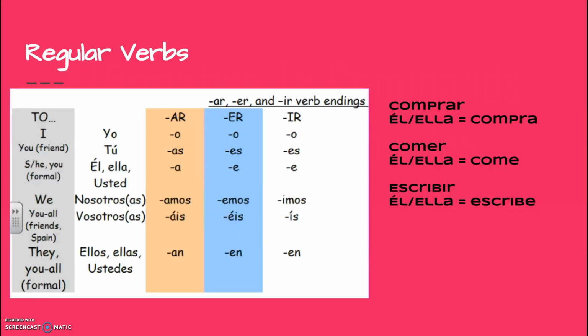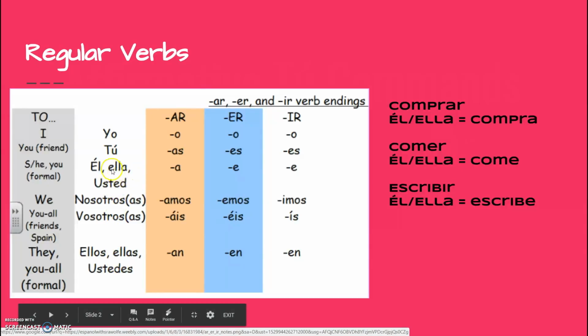If you look in blue, that's the ending for an ER verb. So if you wanted to conjugate a verb in the present tense and it happened to have an ER ending, you would follow what's in blue. And the last column is an IR ending. So again, you would drop the IR of the verb and you would add whatever is necessary for the subject pronouns. So right here are your subject pronouns: yo, tú, él, ella, usted, nosotros, vosotros, ellos, ellas, ustedes. We're going to focus on this subject pronoun here, él, ella, and their endings for an AR verb, for an ER verb, and for an IR verb.